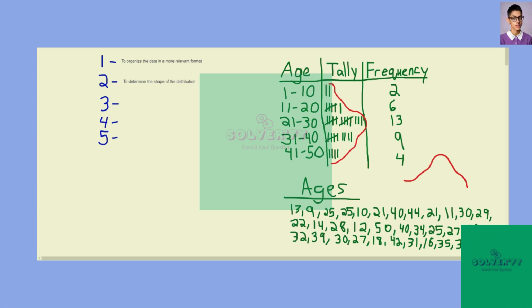The third reason is to make calculations such as average and spread easier to find. Here we go. For this one, we can't tell the exact calculation for the average and spread using the frequency distribution. We can only estimate it, but we can very easily estimate it. We could calculate the exact numbers using the list, but it would take a lot of effort.